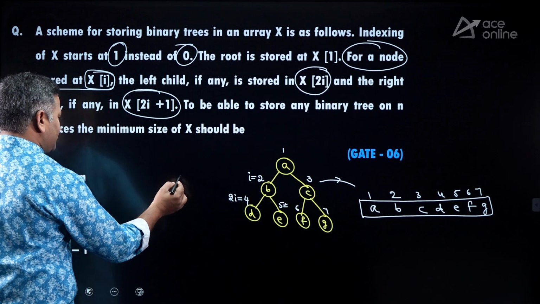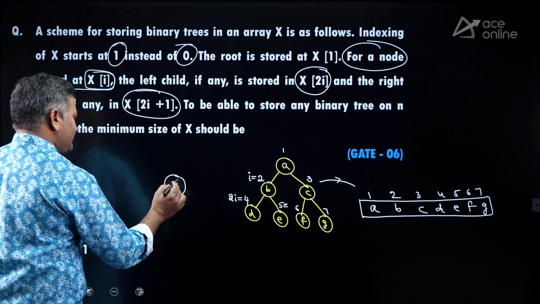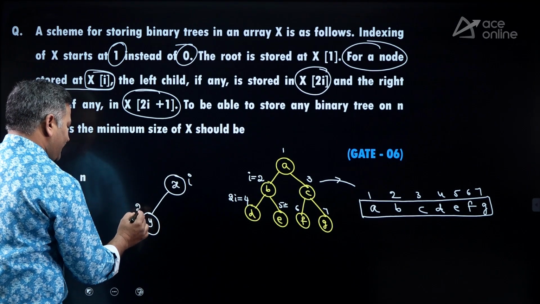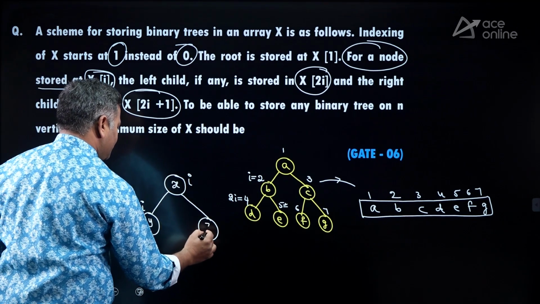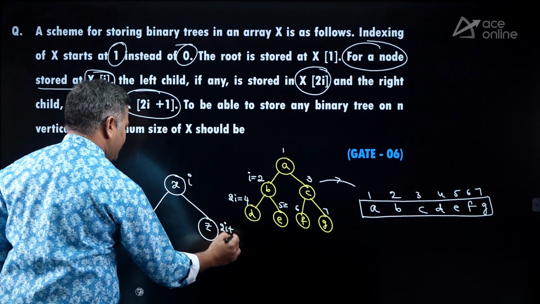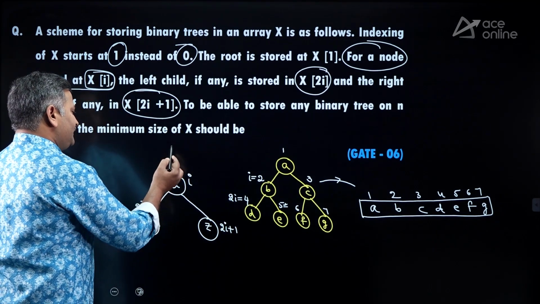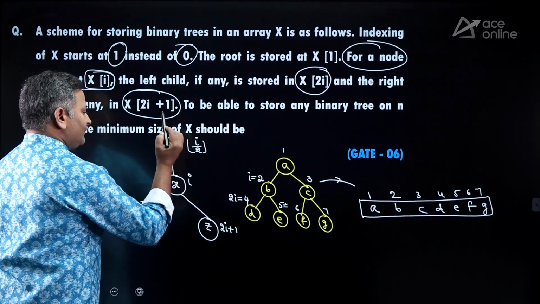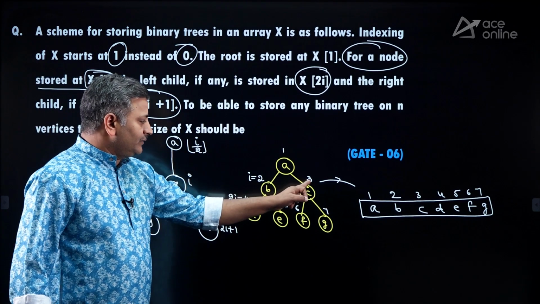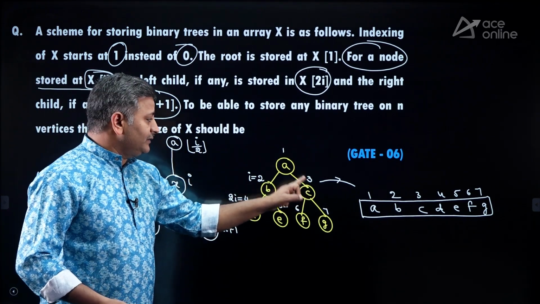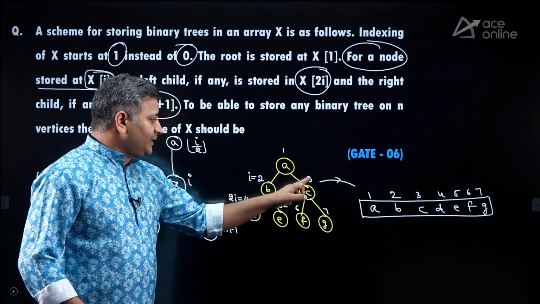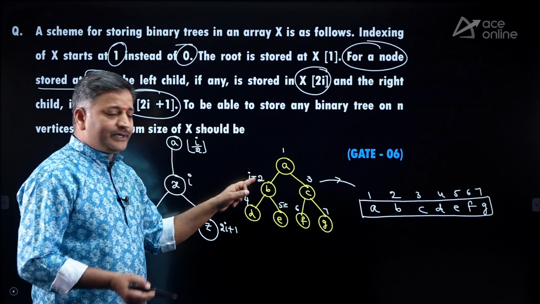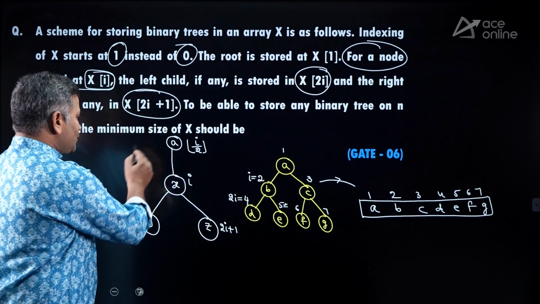Therefore, in general, if you take any tree, suppose node x, if it is at ith index, its left child y at 2i, right child z at 2i plus 1. That's what they are discussing. And the parent of this node must be at floor of i by 2. For example, if I consider 3, who is the parent of index 3? That equals index 1. Therefore, floor of 3 by 2 equals floor of 1.5, which means 1. If you take 2, parent index equals floor of 2 by 2 that equals 1. Right friends? This condition must and should hold.